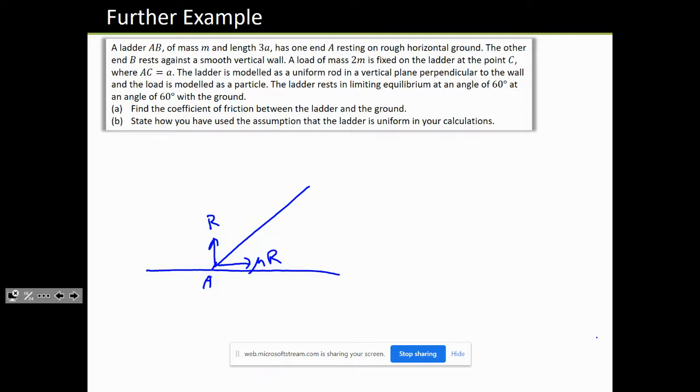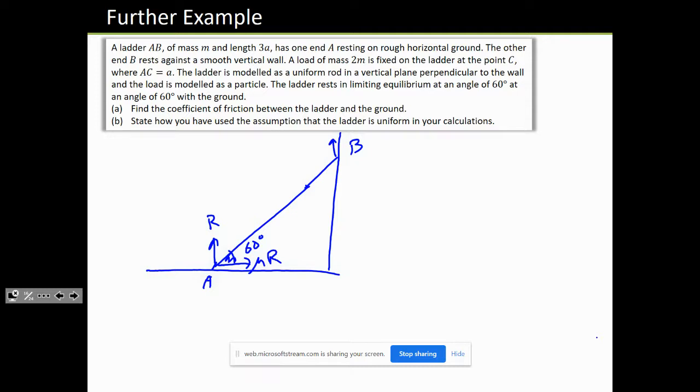And scanning the question, it says it's got an angle of 60 degrees with the ground. So this angle here, 60 degrees. I'm going to extend that a bit just to give you a bit more space. This is ladder AB. The other end rests against a smooth vertical wall. So here's the wall. It's smooth, so there's no friction. So I don't need to put any friction. If it was rough, then friction would be in this direction.